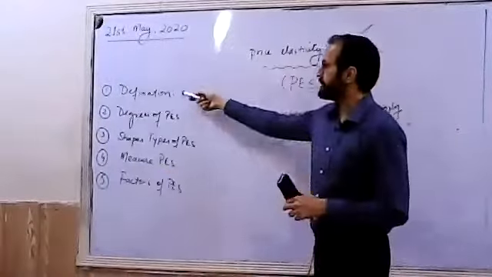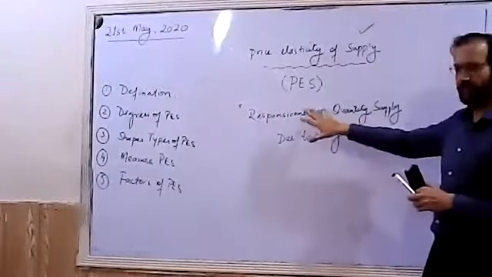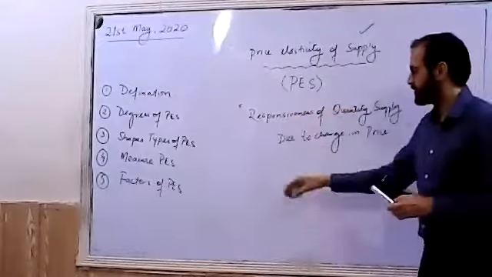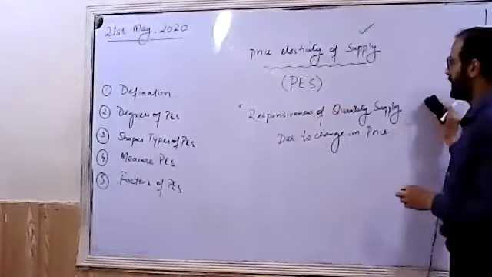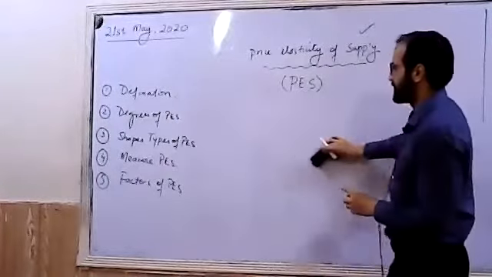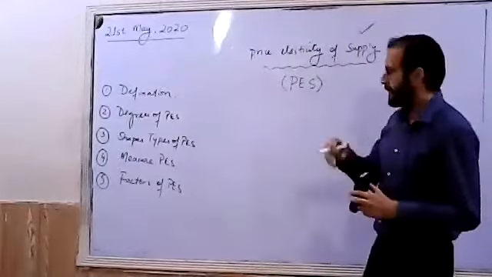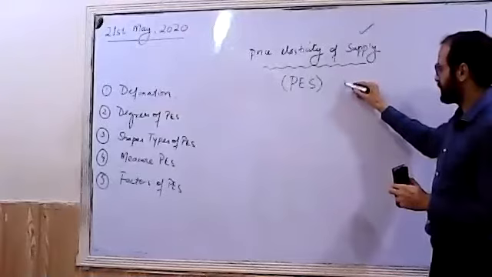So number one is the definition, which we have already written on the board. It's all about responsiveness of the quantity supply due to the change in price. Now, after this, our next content is what are the degrees of price elasticity of supply. Okay, this time I'm going to explain to you the way which I was talking about.